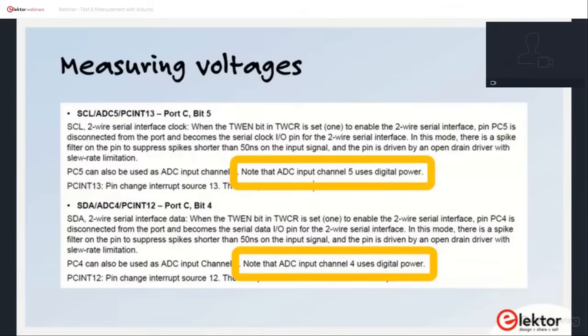Another thing to be aware of is that analog inputs 4 and 5 may be a bit noisier than the others, as they are powered from the digital supply VCC and not from the filtered analog supply AVCC.